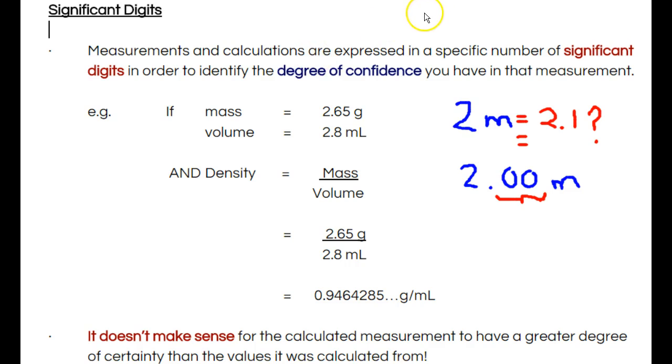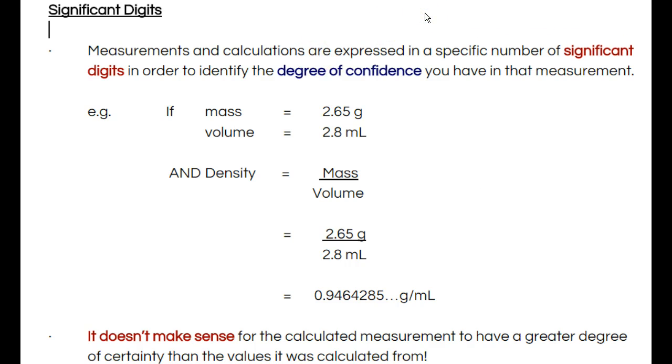So whenever you're representing a measurement, the number of decimal places that you choose to round to gives the reader an indication of the degree of confidence that you have in that measurement, which is why it's really important for you to be concerned about that.